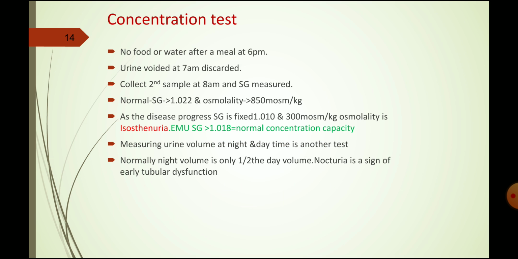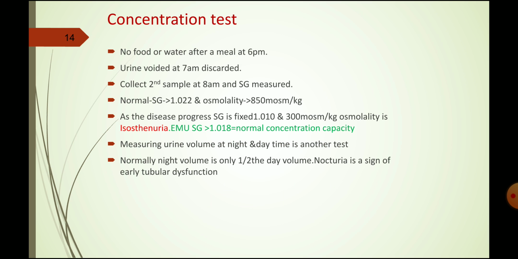Now the concentration test. No food or water after a meal at 6 p.m., and the patient may be fasting. The urine is voided at 7 a.m. and discarded, and a second sample is collected at 8 a.m. and the specific gravity measured. Normal specific gravity is 1.022 and the osmolality 850 milliosmol per kg.